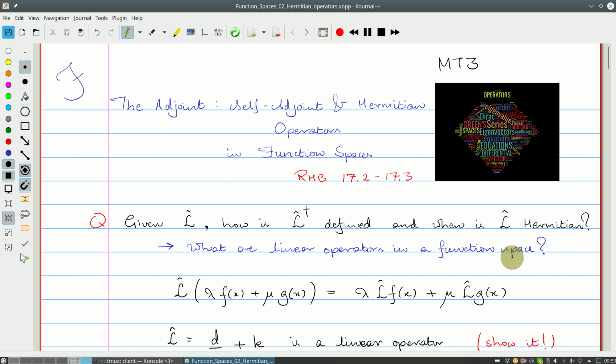So the very first question you should have at this point is, what is a linear operator in a function space? Now let's go back to the definition of a linear operator. L is considered to be a linear operator if it operates on a linear combination of two functions in this space, so lambda times f plus mu times g, and that operation is equal to lambda times L operating on f plus mu times L operating on g. In other words, if L operates on f, you get a solution which is in this function space, and L operating on g gives another solution. If you add this linear combination of these solutions, you get the solution of L operating on linear combinations of these functions. This follows directly from what we have done for normal vectors.